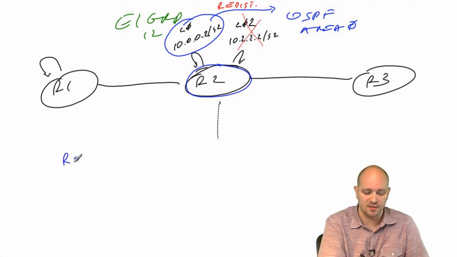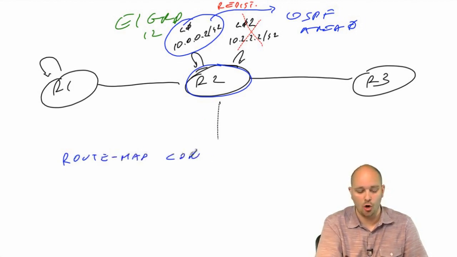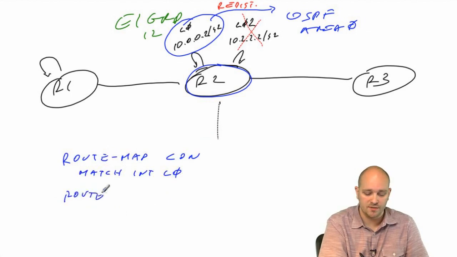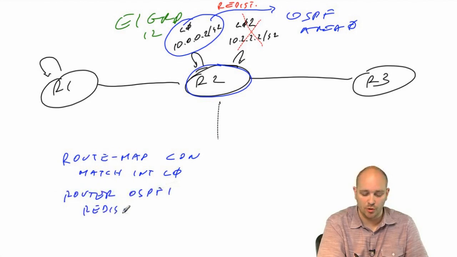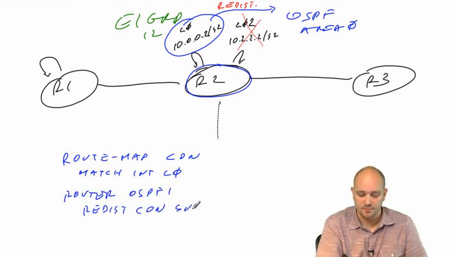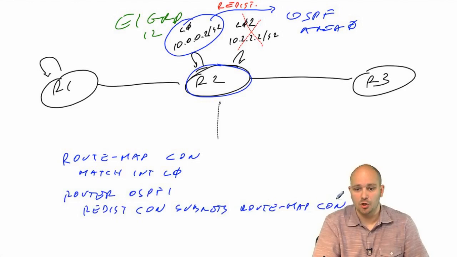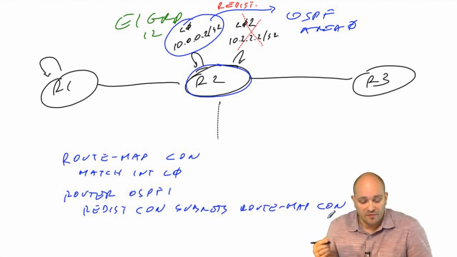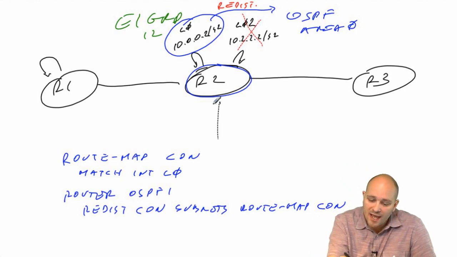So I'm going to create, for example, route map, and let's call it connected or just con. And I'm going to say match interface loopback 0. And then I'm going to go to router OSPF 1. And I'm going to say redistribute connected subnets and route map connected or con. So this is the configuration that I'm going to do. So as you can see, very, very straightforward, very, very simple configuration. I'm not going to change anything else.